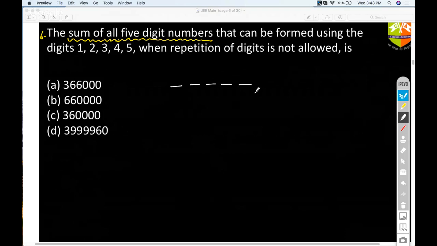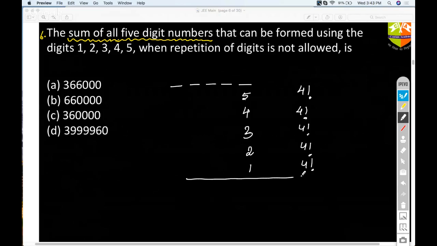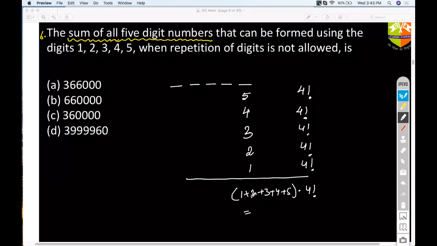All right, so let's see a 5-digit number. So how many of these numbers will end with a 5? We all know 4 factorial such numbers will end with a 5. How many of them will end with a 4? Again 4 factorial. How many of them will end with a 3? Again 4 factorial, and with a 2 is 4 factorial, and with a 1 will be 4 factorial. Correct. So if you add all the units digit, that's going to be 1 plus 2 plus 3 plus 4 plus 5 into 4 factorial, right? So that's going to be 15 times 24.